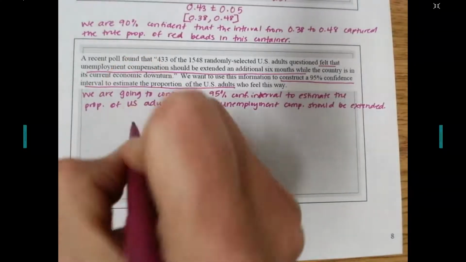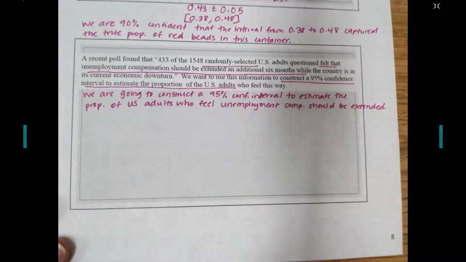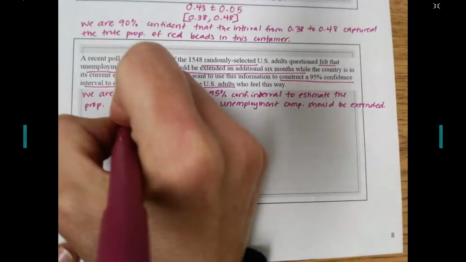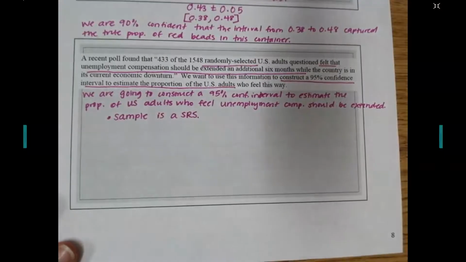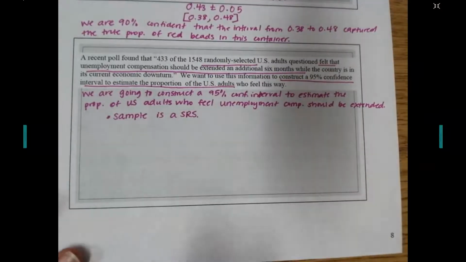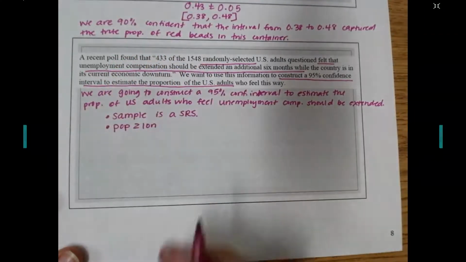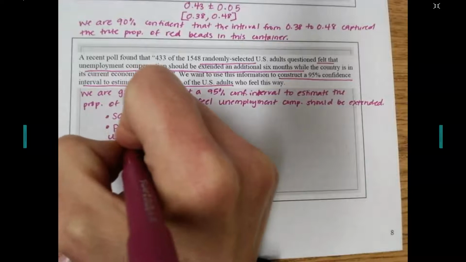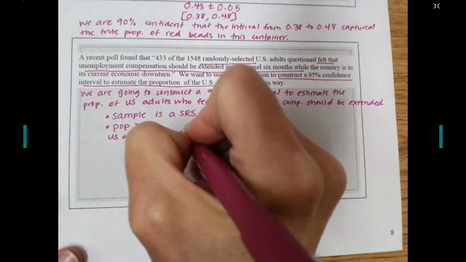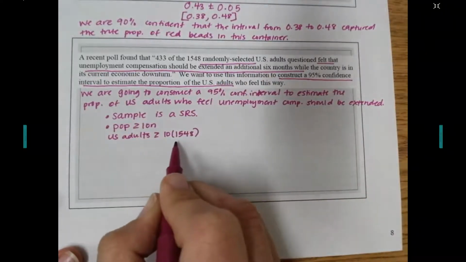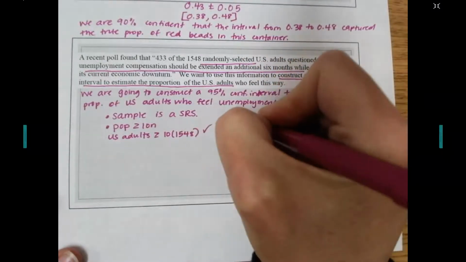So the first condition is it needs to be a simple random sample. And they told us they were randomly selected, so we're good. So the sample is a simple random sample. Since they were selected randomly and without replacement, then I have to check the 10% condition. So I have to make sure the population is at least 10 times the sample size. So the population here will be all U.S. adults. And there's my sample size. There are definitely more than 15,480 adults, so that's good. So okay to assume independence.